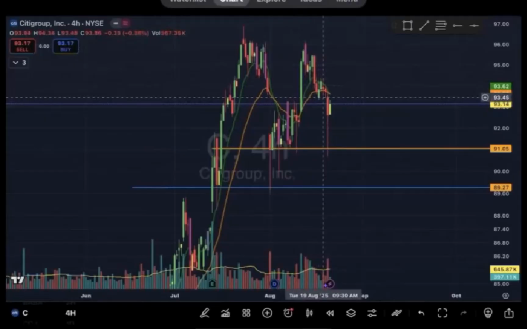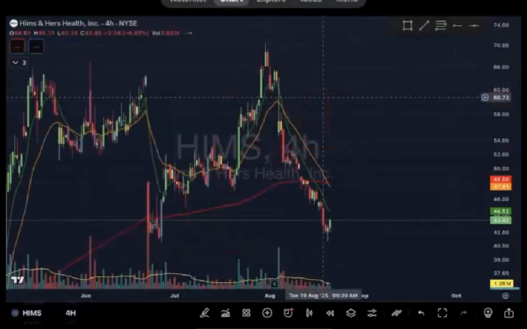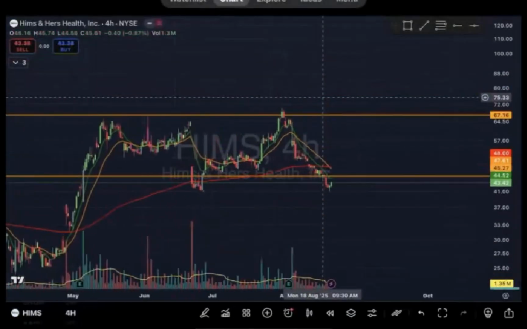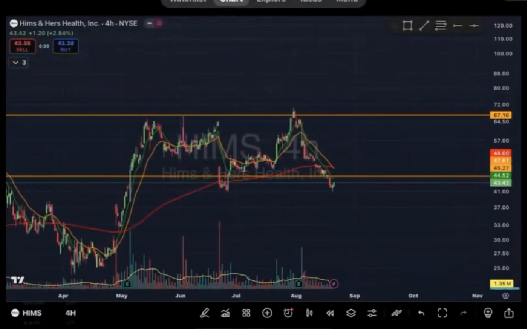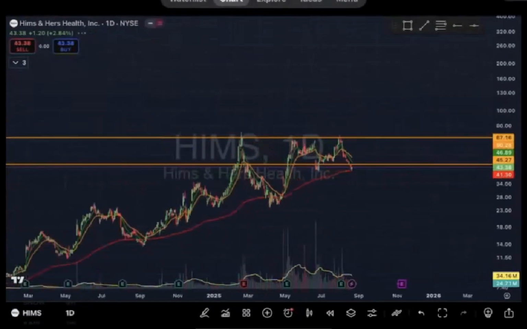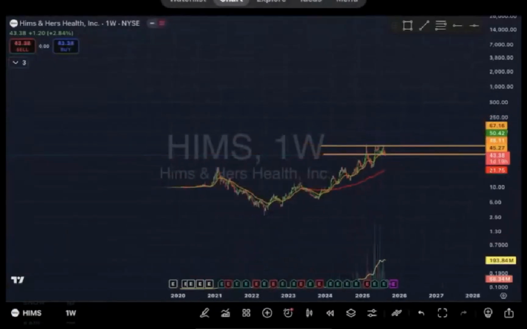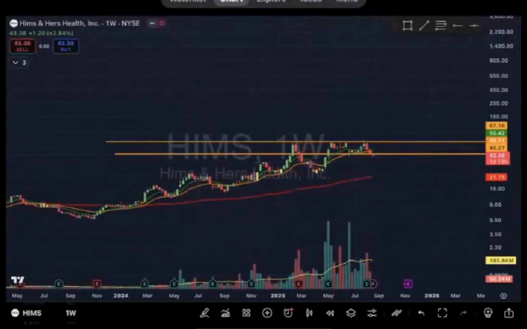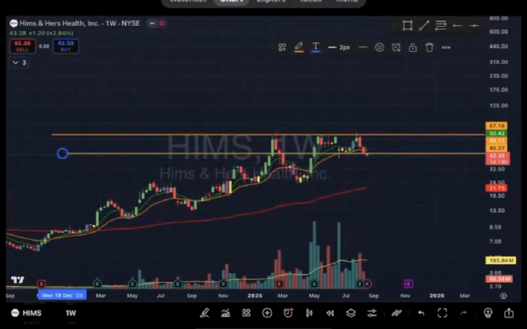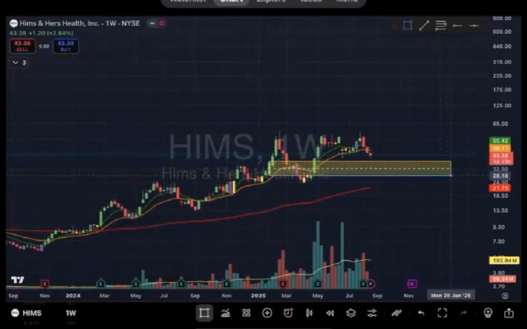I hope I'm helping. Okay, can you go over HIMS? What am I looking at on HIMS? It looks probably a reversal. Double bottom. The only thing with HIMS though, right? All right, so this is what I see on HIMS. Like I say, y'all, I know too much, right?